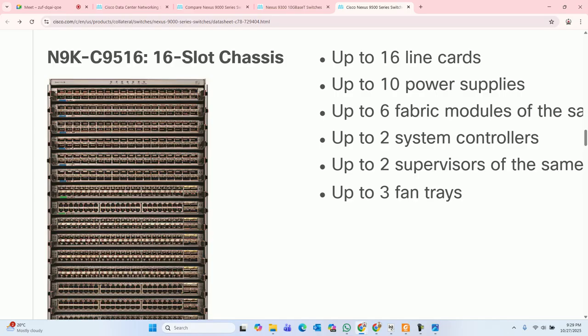See, the end user or the storage appliances will not connect to the spine switches directly. They'll connect to the leaf switches.